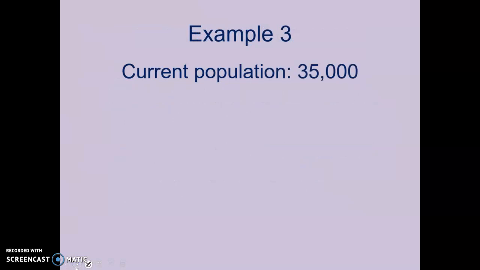So let's take a look at example 3. In the city of Woodridge, the population is projected to grow by 7% over the next decade, and its current population is 35,000. If it's going to grow by 7%, we need to know how many people should be planned for at the end of the next 10 years.